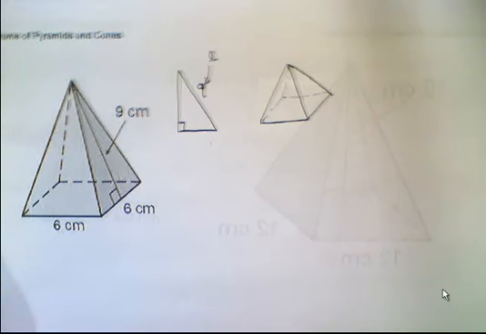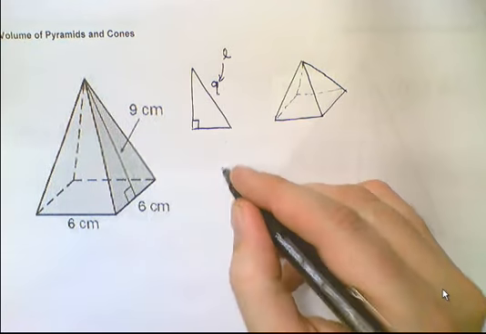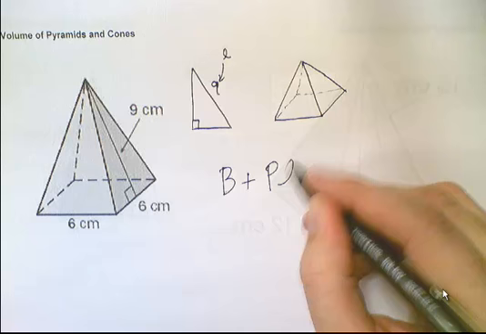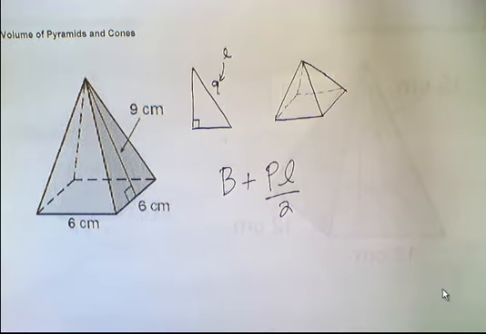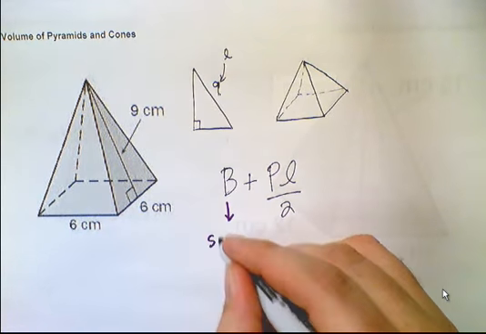With the calculation that you have here, base plus perimeter times slant height divided by 2. This is pretty nice because this stuff is given to us already in our formula, so we can just go ahead and calculate things right out. Well, the base here is a square.